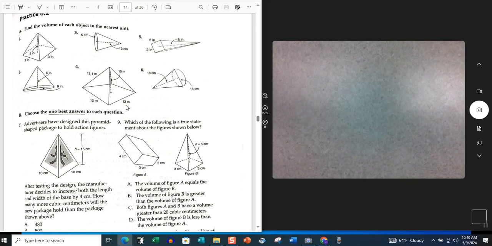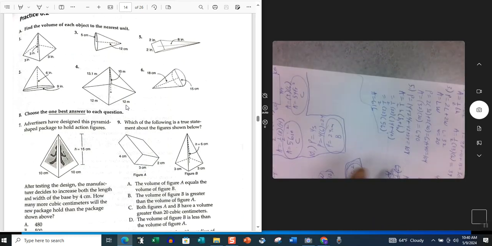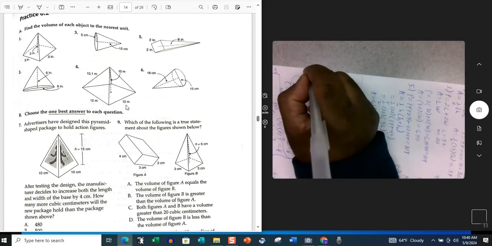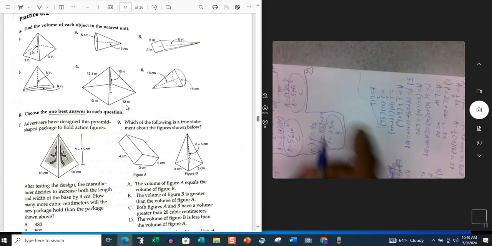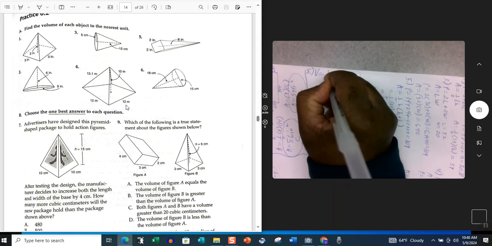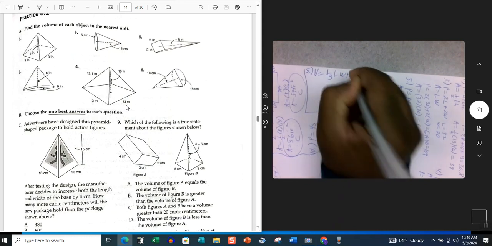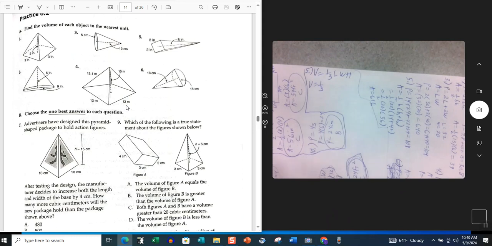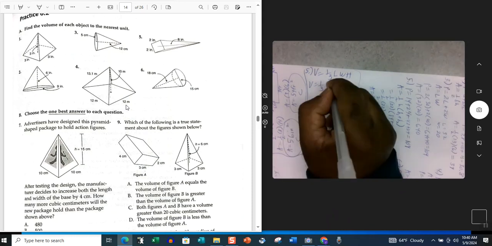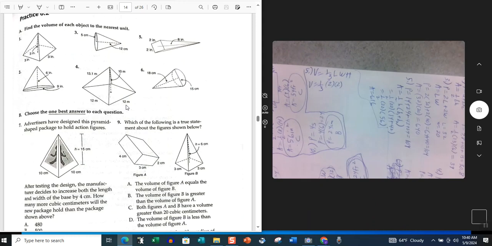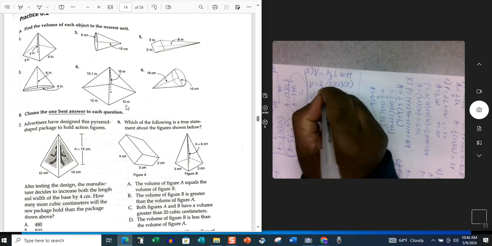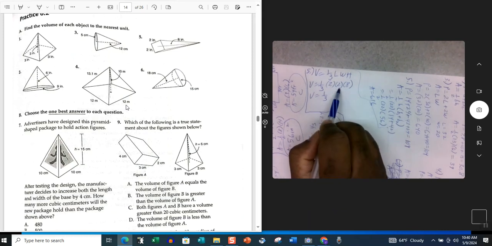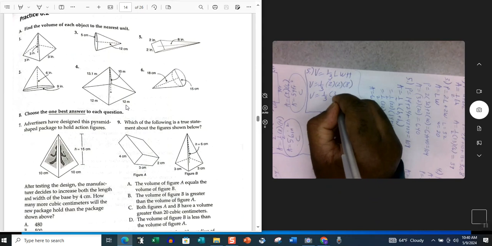All right. So number 5, you notice here with number 5, we still have the pyramid. It just looks a little different, but it's still a pyramid nonetheless. So volume is equal to 1/3 times length times width times height. Volume is 1/3. The length is 2. The width is 2. And the height is 8. So the volume is equal to 1/3. Now 2 times 2 is 4 times 8 is 32.